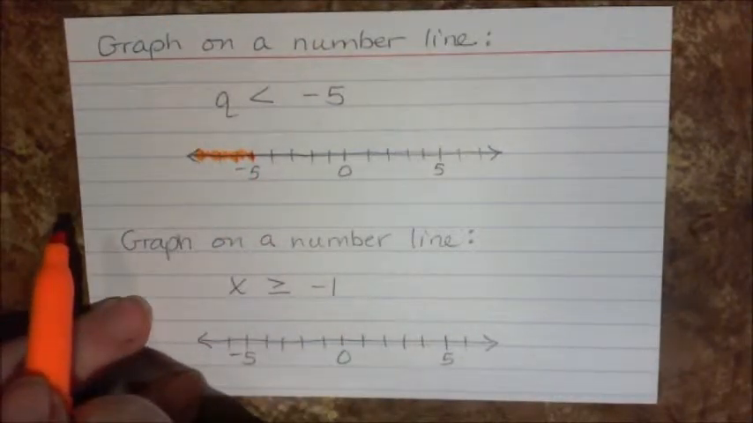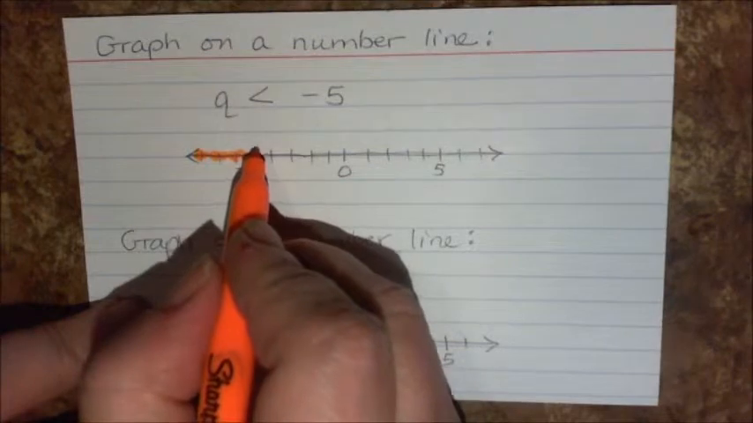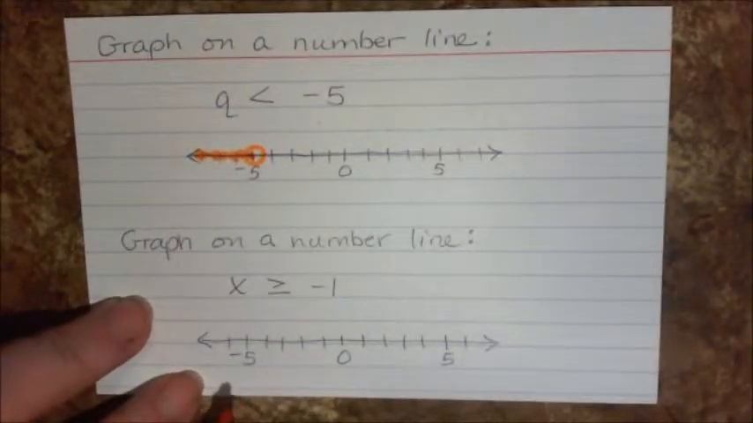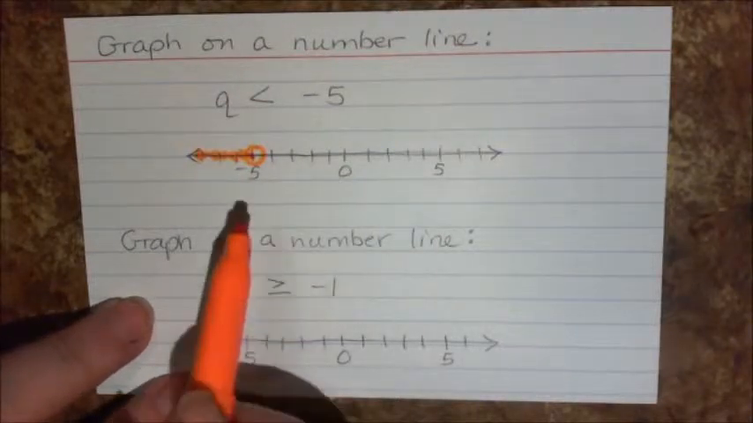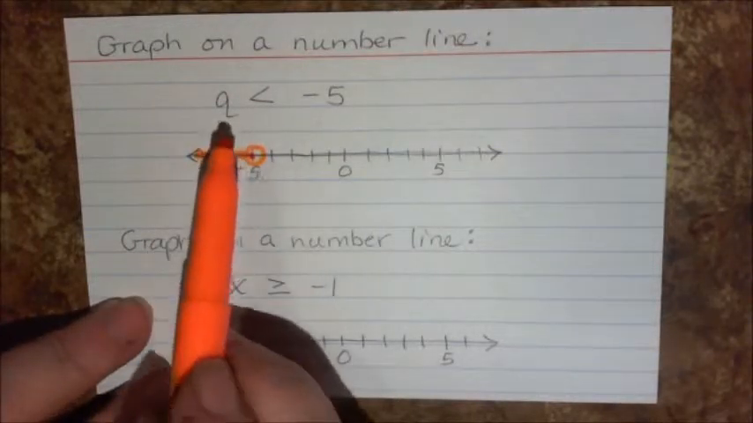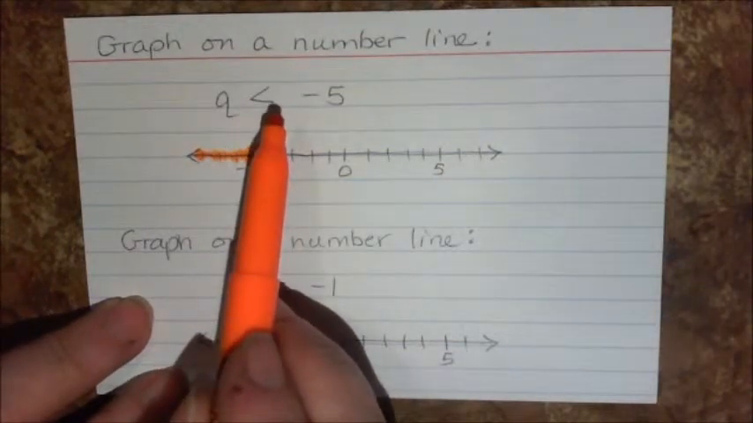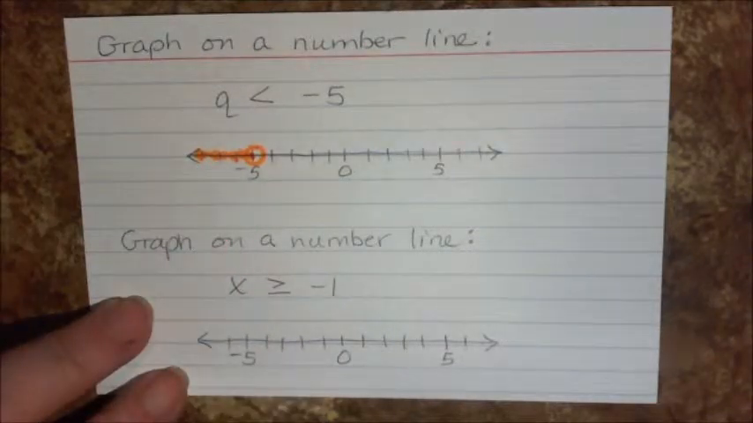Alright, and we're going to shade towards the left, and we can show this -5 with an open circle. I believe that's the way we're going to show it this semester, with an open circle, and shaded to the left. Now remember, if your variable comes first, you can trust the direction of your inequality to match the arrow end of the correct part of the number line.